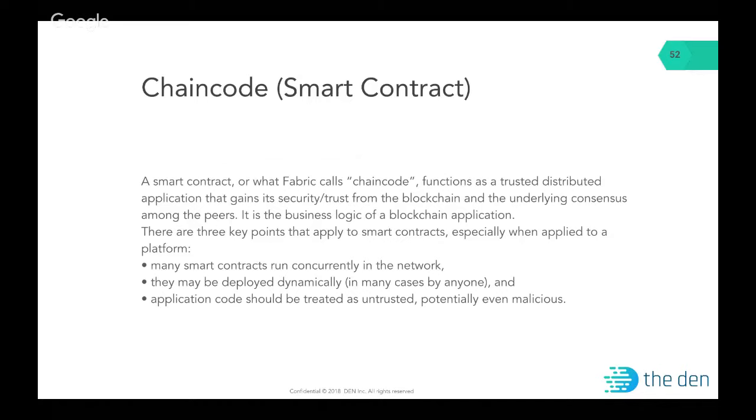And this is a very big point right here. Many smart contracts run concurrently in the network, right? And that's true even for open blockchain, but how does the computing power in the back end and IT infrastructure happen? That's very beneficial.